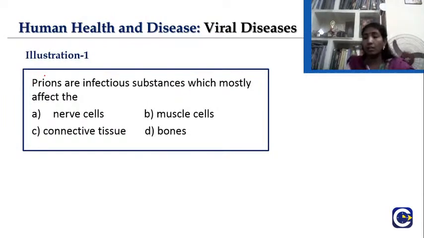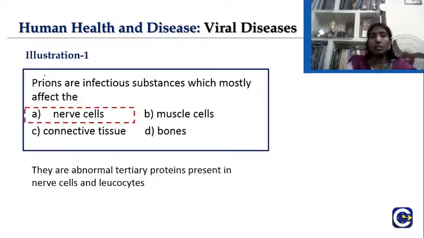Okay, let me share the answer. The answer is the nerve cells, because I already told you that they are abnormal tertiary proteins, present in the nerve cells and leukocytes. So the prions are going to affect the nerve cells, because it's not affecting the other tissues, the bones or muscles. Its main target is what? The nerve cells.